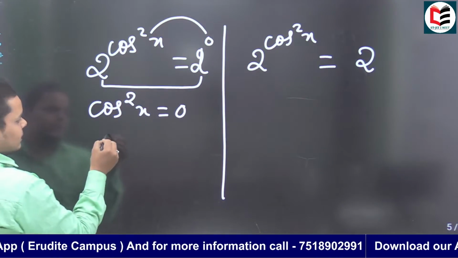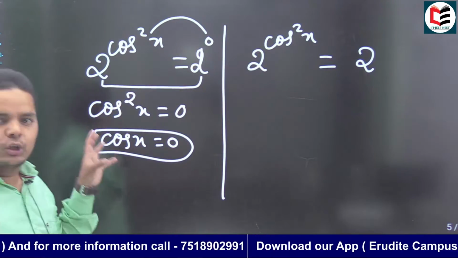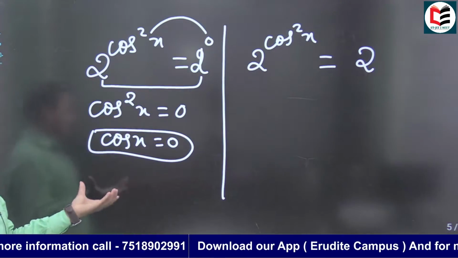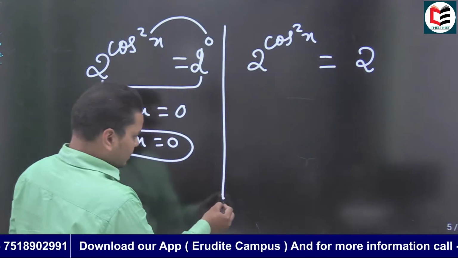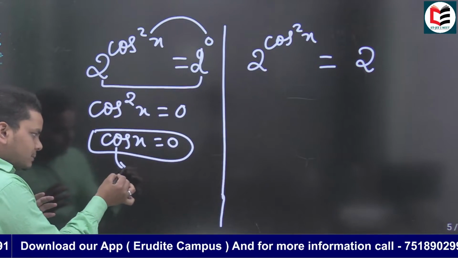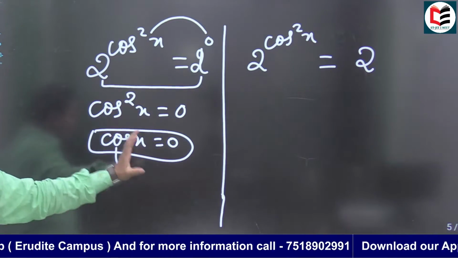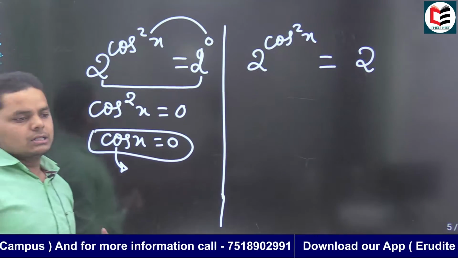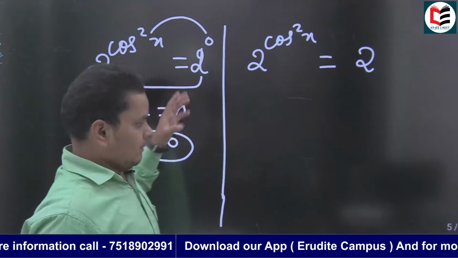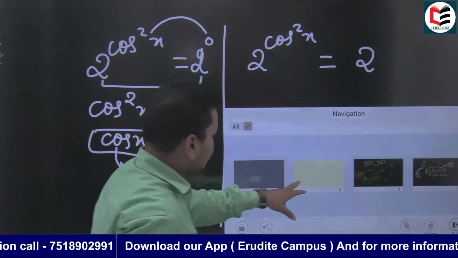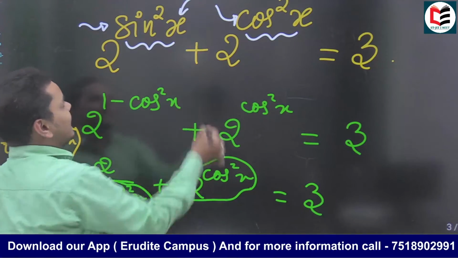Here you will get cos square x equal to 0, meaning cos x is equal to 0. This is a trigonometric equation. We will come to this equation after solving the other one also. Now we have to solve this part also, and after solving these trigonometric equations, we will finalize our answer, the solution for x which we are finding in these equations.